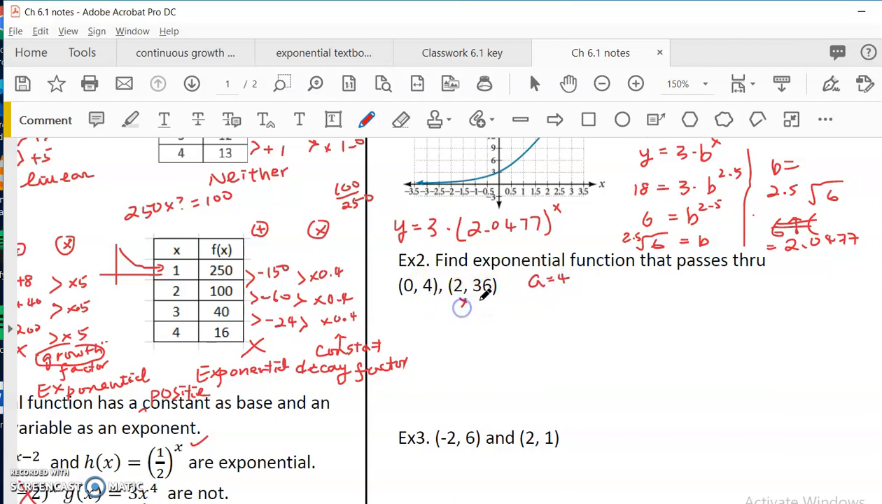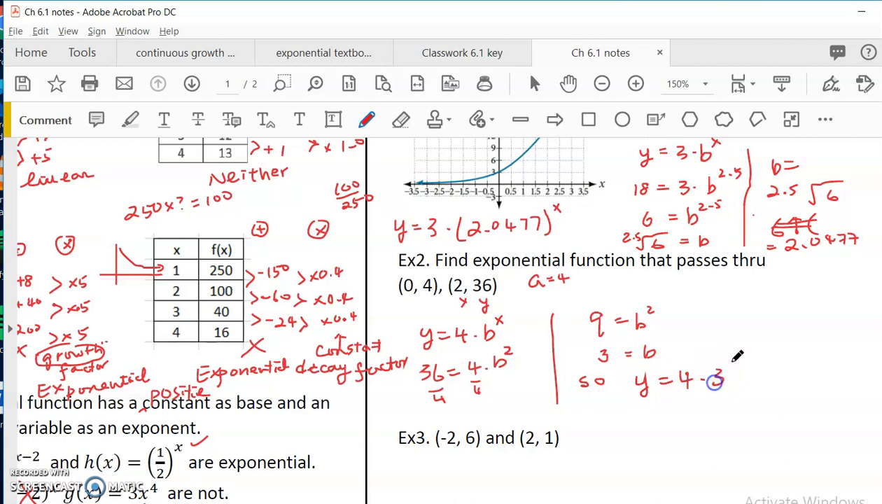And then I have a set of x and y, so I would just plug in y equals 4 times b to the x. 36 is y, x is 2, so 36 equals 4 times b squared. And I divide by 4 on both sides. This is an easier one. So I have 9 equals b squared. Take the square root, because b has to be positive as a base, so b is 3. So the function y equals 4 times 3 to the power x describes the function that passes through these 2 points.